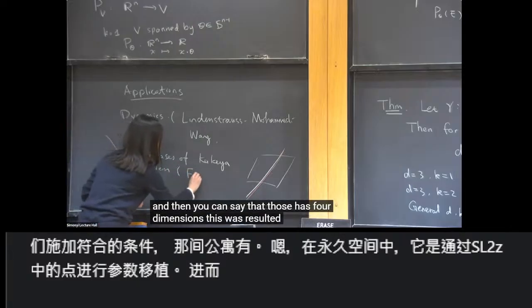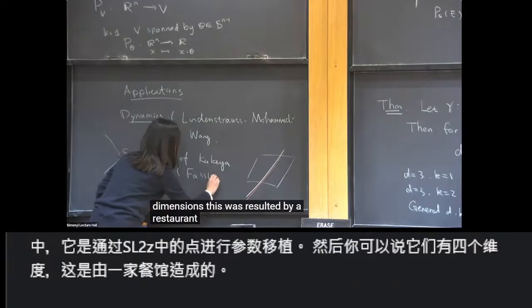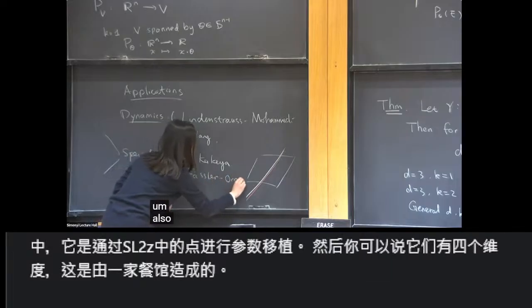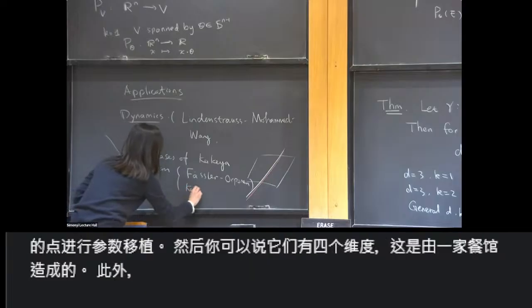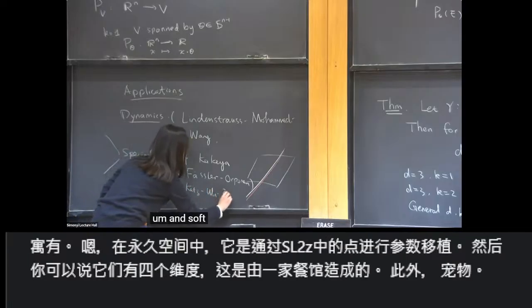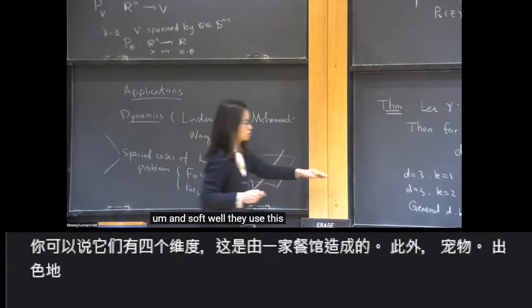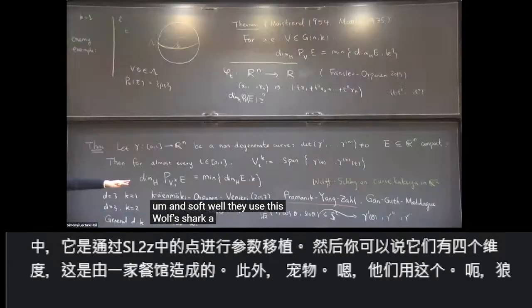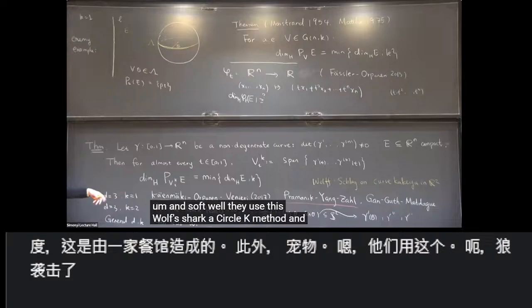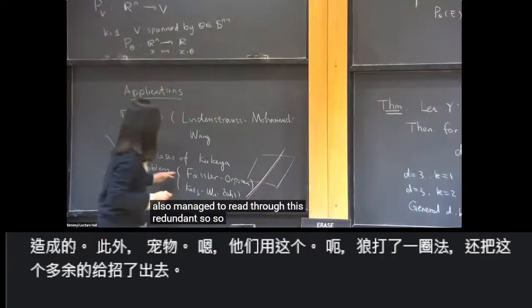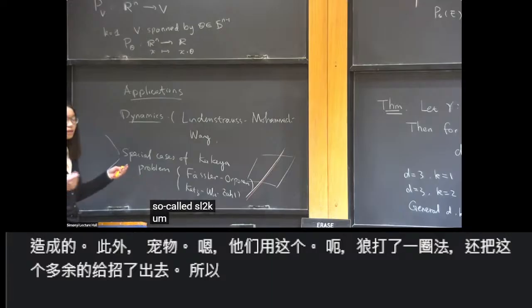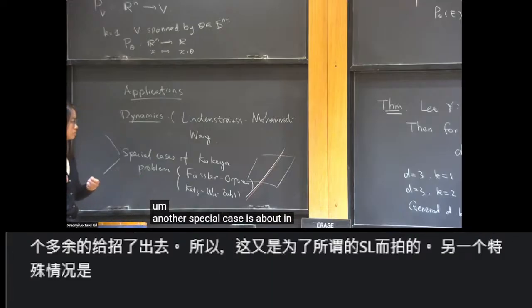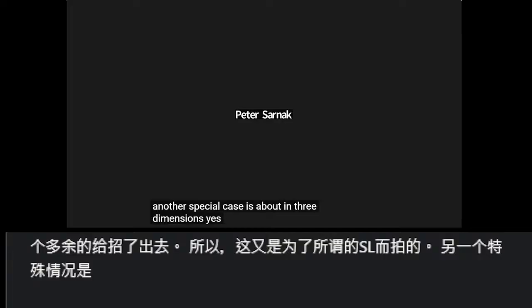This was the result by Castro and Orponen. Also by Katz and Zhao. Well, they use the Wolff-Schlag circular Kakeya method, and they also managed to reprove this result. So this is for the so-called SL2 Kakeya set. Another special case is about. This is in 3 dimensions? Yes, so in 3 dimensions.